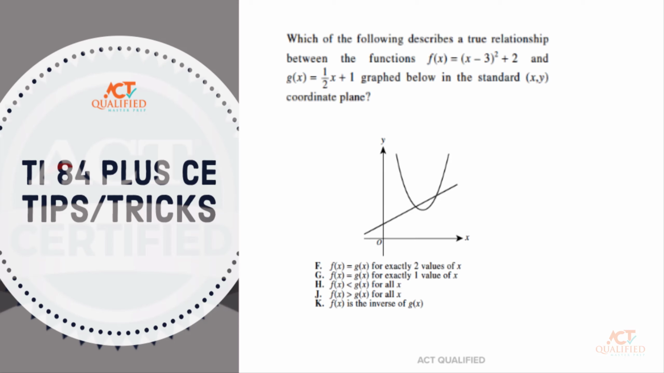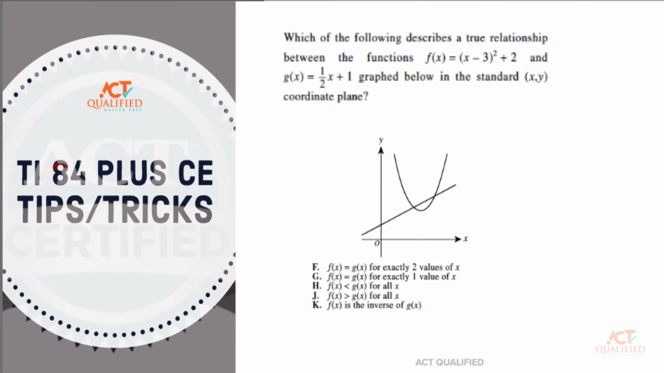Which of the following describes a true relationship between the functions f of x equals (x minus 3) squared and g of x equals 1/2 x plus 1, graphed below in the standard xy coordinate plane? Although this problem looks pretty scary, we can quickly solve it using our calculator's graphing functions.